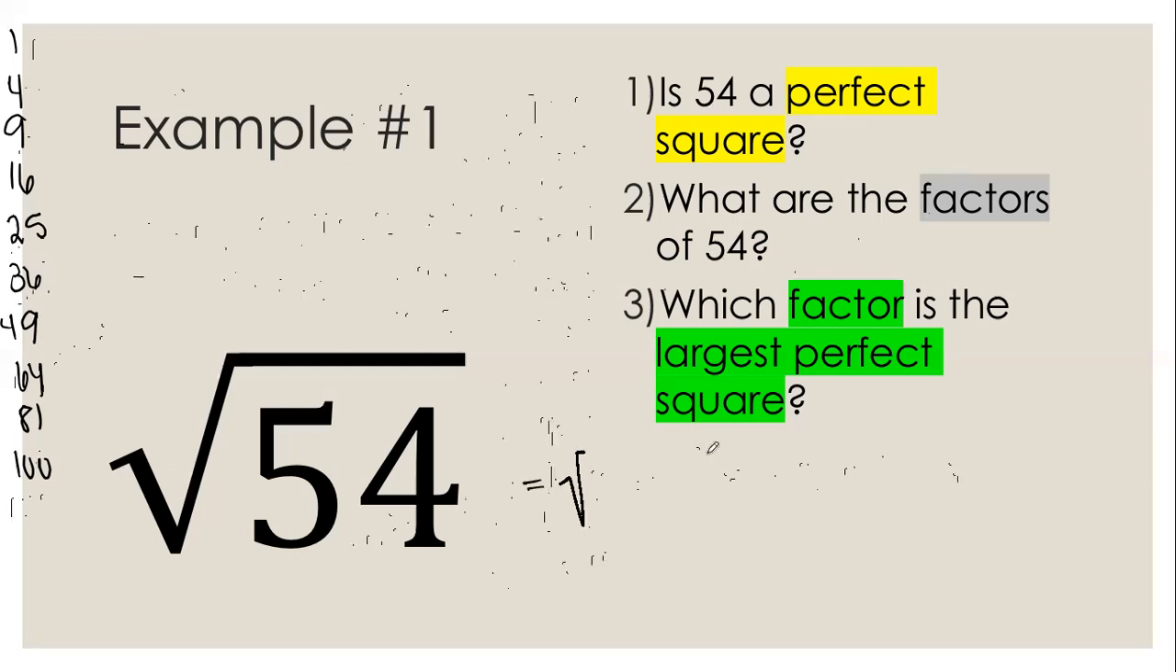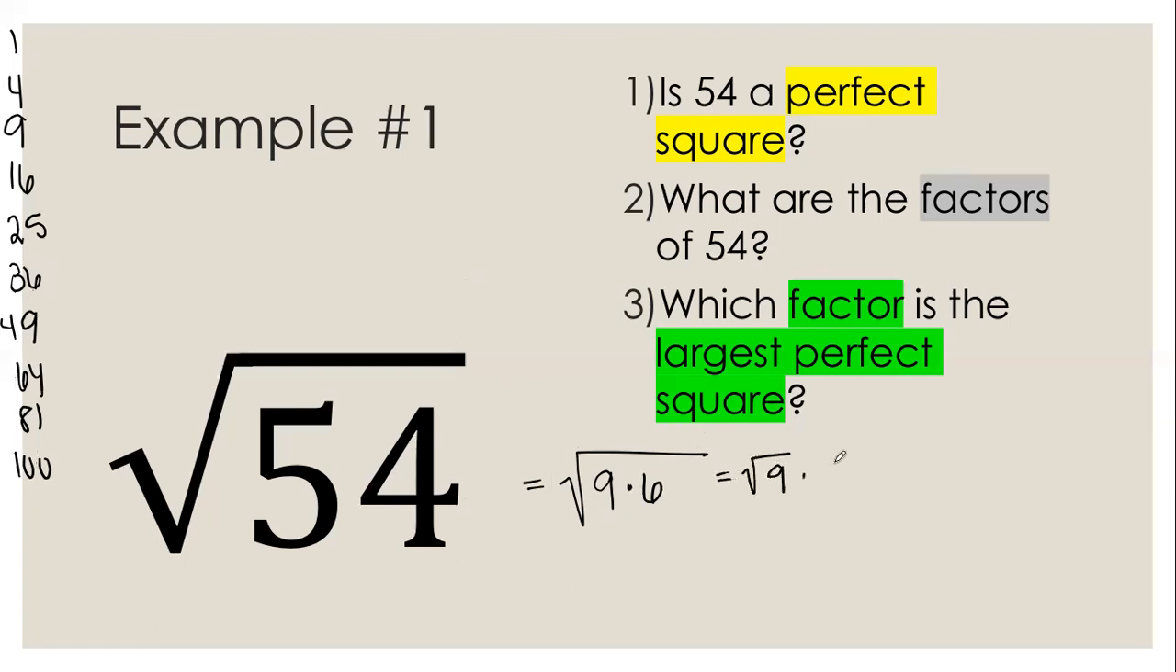So 9 times 6 will give me 54. So I'm going to break this apart: the square root of 9 times the square root of 6. And what is the square root of 9? 3. So my answer is 3 square root of 6.